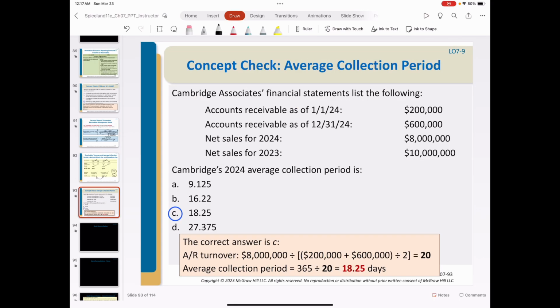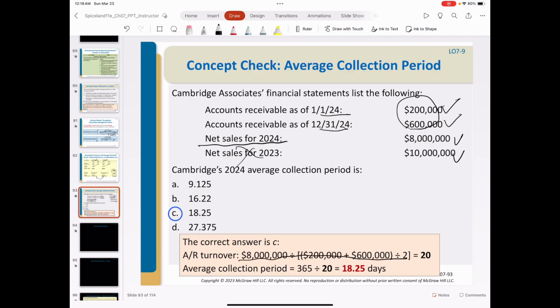Here is an example. We are given the two-year sales. We are given the beginning balance and the ending balance of accounts receivable for 2024. So we can calculate the average accounts receivable. And the net sales we use is the sales of 2024. We do not use this one. This was last year.